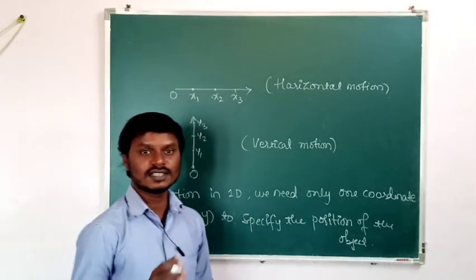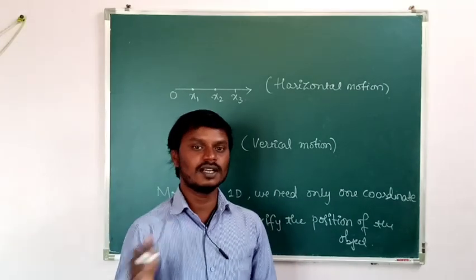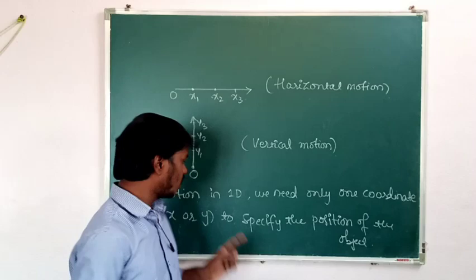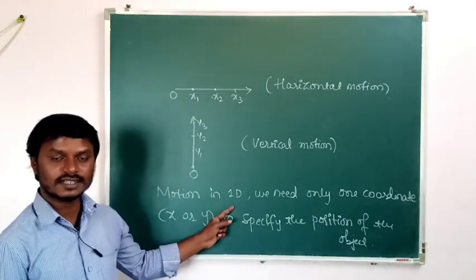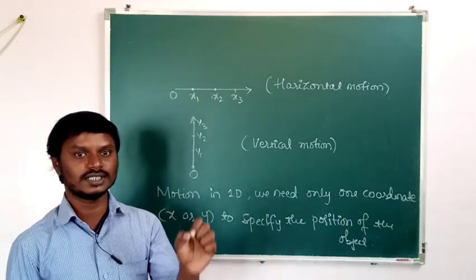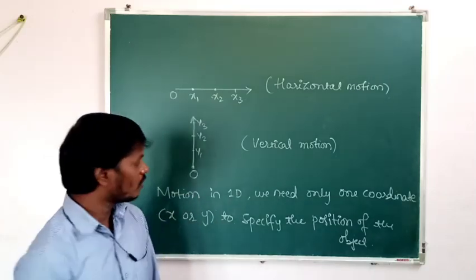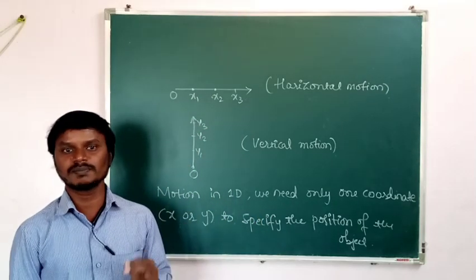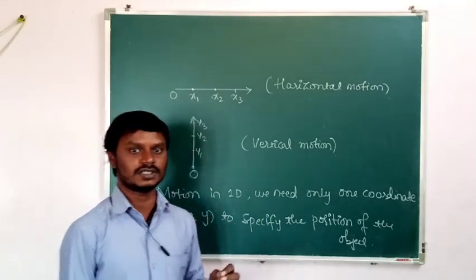But in case of motion in two dimensions, motion in two dimensions is also called motion in a plane. Motion in one dimension you called motion in a straight line. What do we call motion in two dimensions? Motion in a plane. So in case of motion in a plane, we need two coordinates to specify the position of the object.